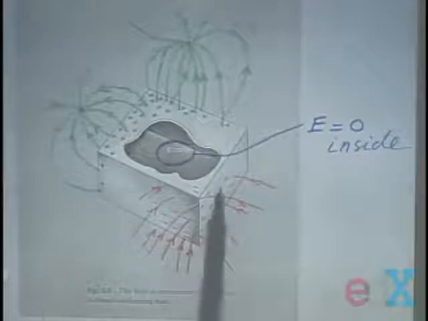I started with a neutral box. But because of this electric field, I get polarization. I end up with negative charge on the box here, only on the outside. Positive charge on the box here, only on the outside. Inside, electric field is zero. No charge anywhere inside.